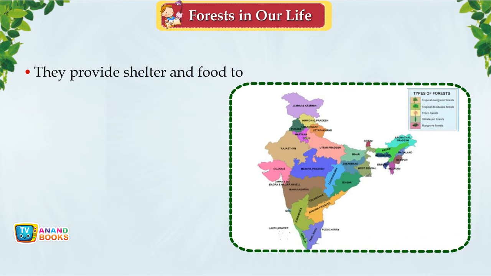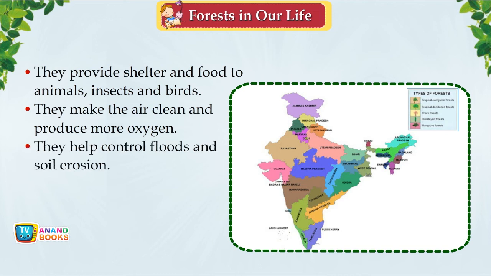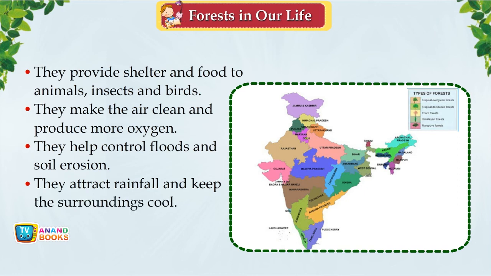They provide shelter and food to animals, insects, and birds. They make the air clean and produce more oxygen. They help control floods and soil erosion. They attract rainfall and keep the surroundings cool.